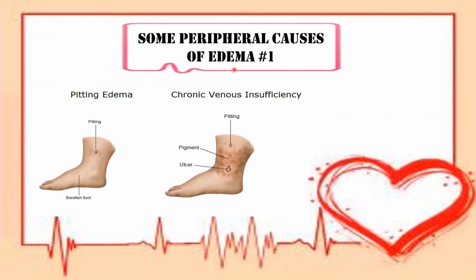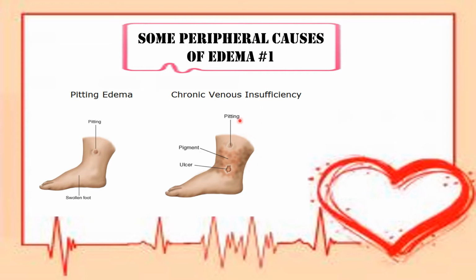So these are some peripheral causes of edema. So we have pitting edema. So it is a soft bilateral palpable swelling due to increased interstitial fluid volume and retention of salt and water. So it is demonstrated by pitting on pressure on the anterior tibia and feet. So there is no ulceration or thickening or pigmentation for the pitting edema.